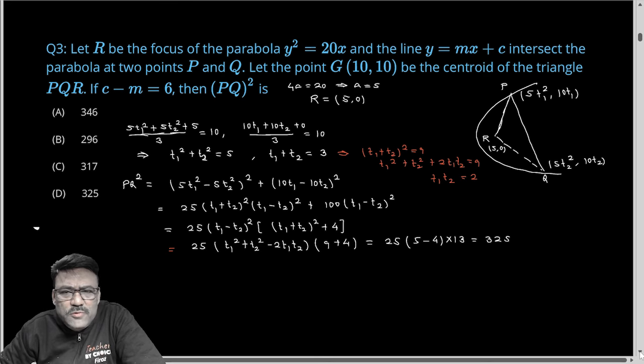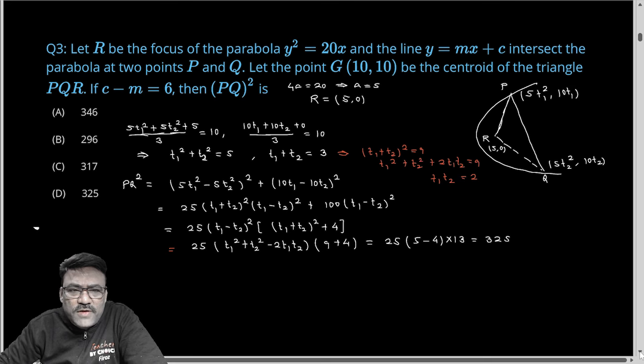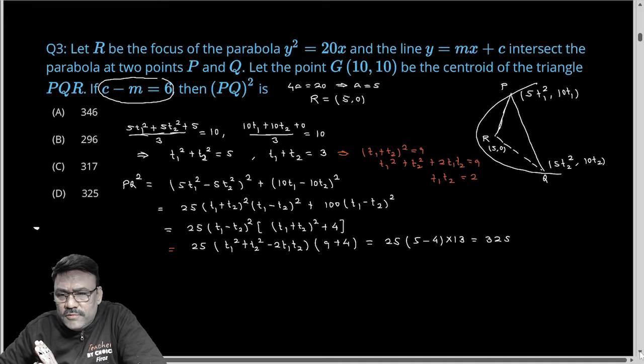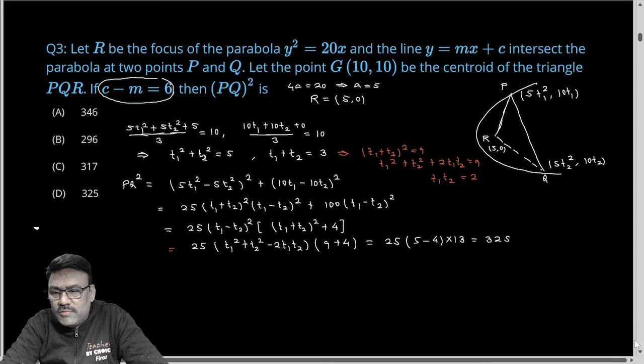And these things are useless. They are extra things given to you. We are not using this fact that C minus M is equal to 6. These are extra things given just to confuse you. Otherwise, the problem can be solved straight away without using this C minus M is equal to 6 thing.